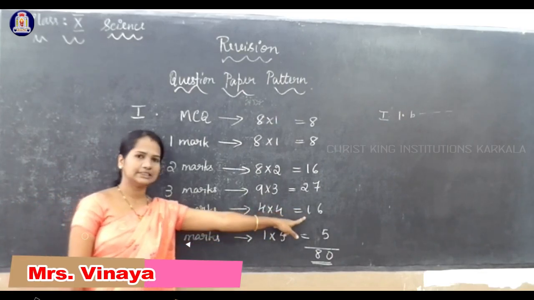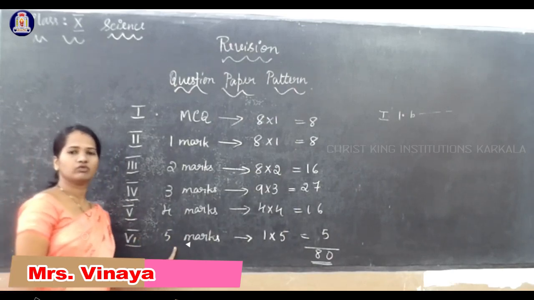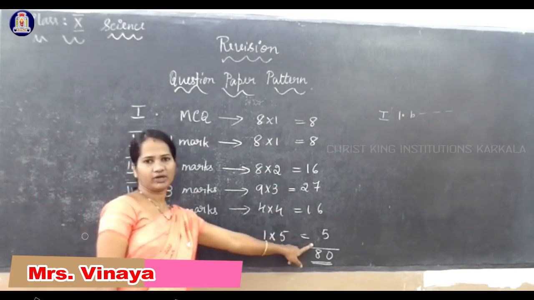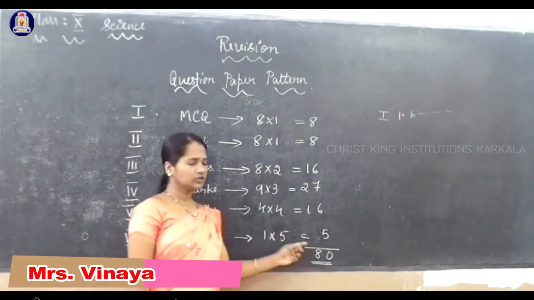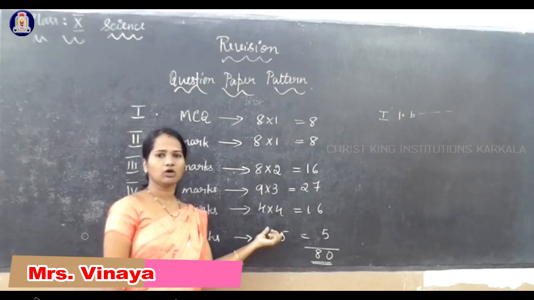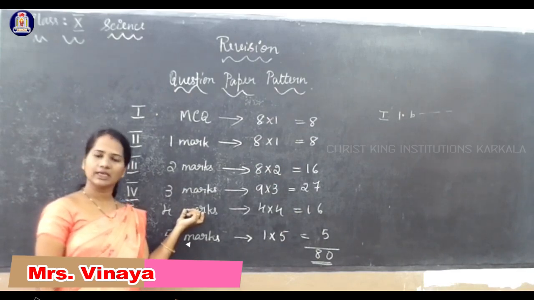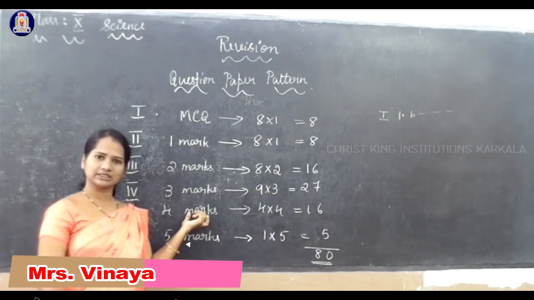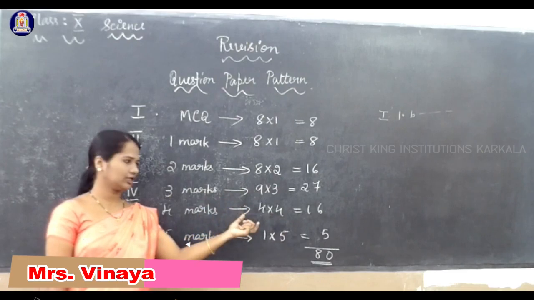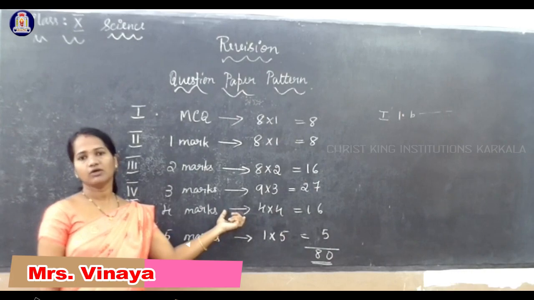4 into 4, 16. And Roman number 6 will be a 5 marks question. Only 1 question will be there. 5 marks, 1 question, 5 into 1, it will be 5. So altogether 80 marks. This 5 mark question you may get from the physics part or chemistry part or biology part. In the 4 mark questions, 1 physics question, 1 chemistry question, 1 biology question and 1 extra. Sometimes you will get 2 biology questions, or sometimes 2 chemistry questions, or sometimes 2 physics questions in the 4 mark questions.